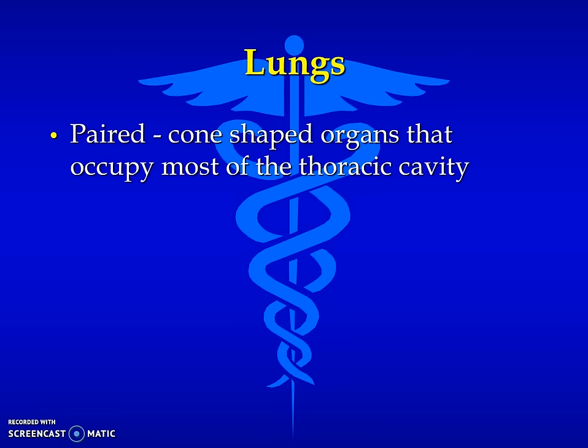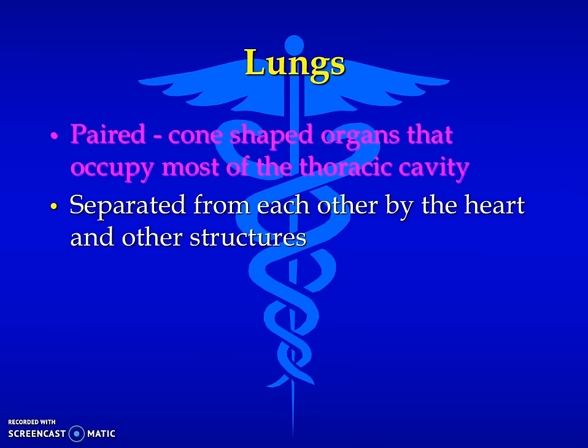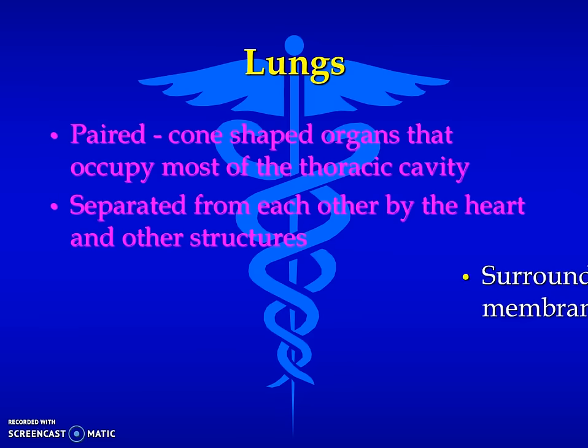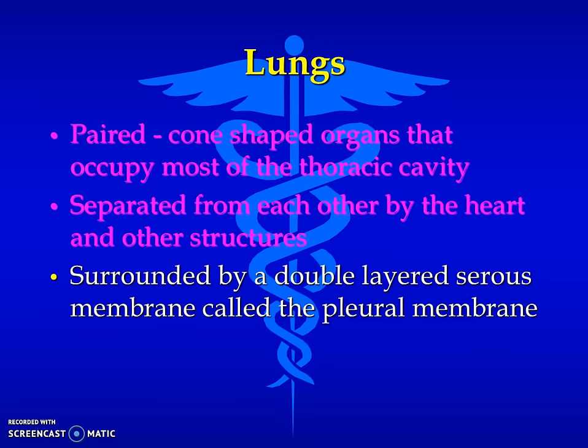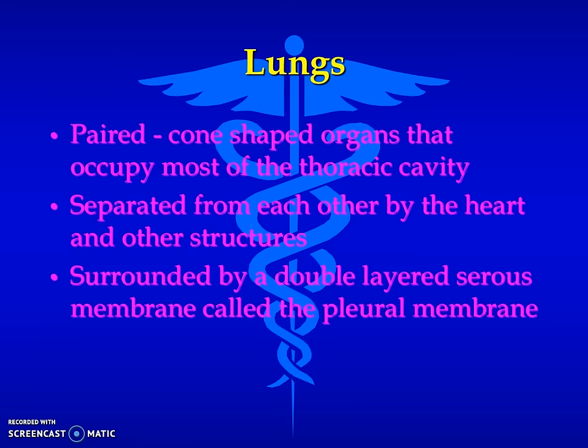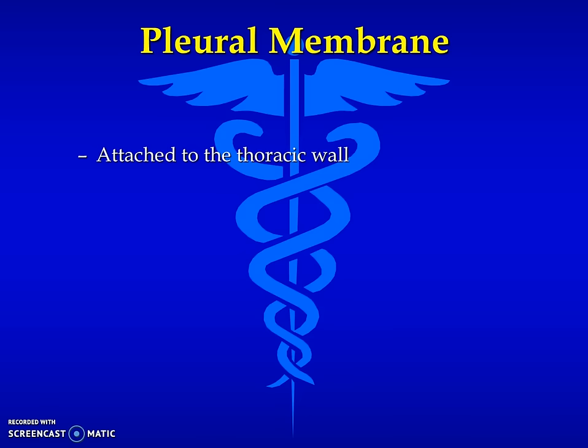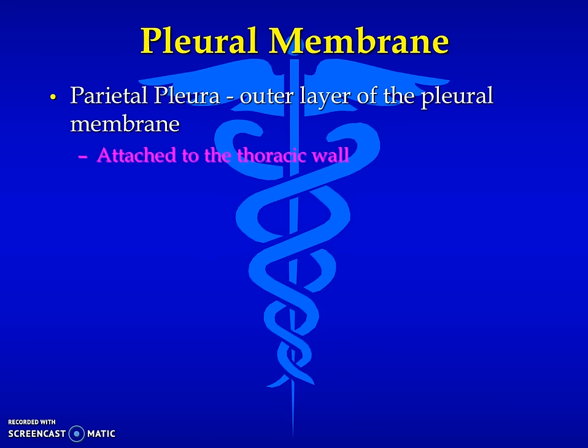So then our lungs, these are paired cone-shaped organs that occupy most of the thoracic cavity. They're separated from each other by the heart and other structures. And then they are surrounded by a double-layered serous membrane called the pleural membrane. So the pleural membrane is basically broken down into 2 layers.